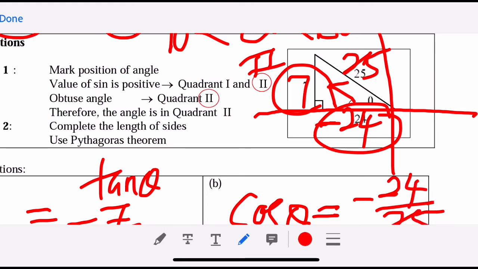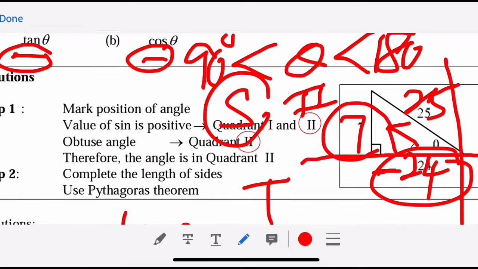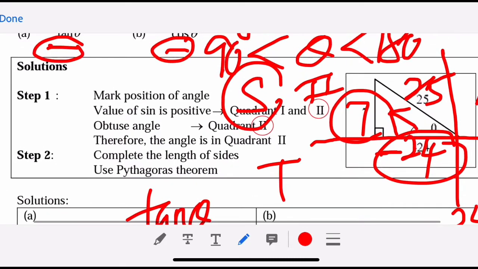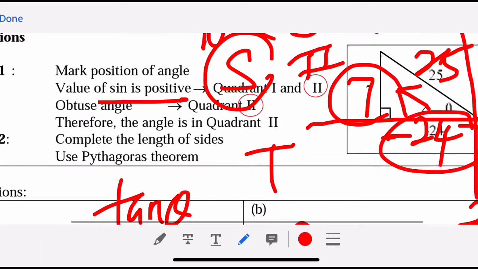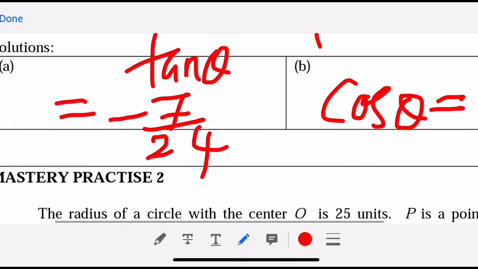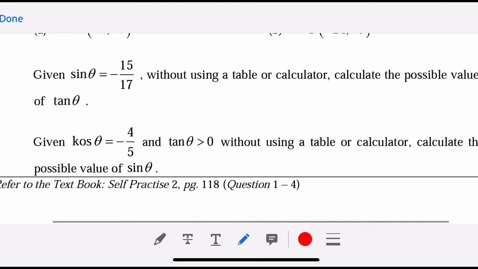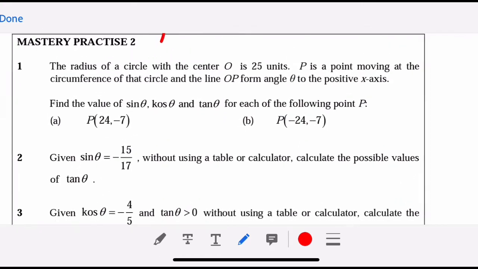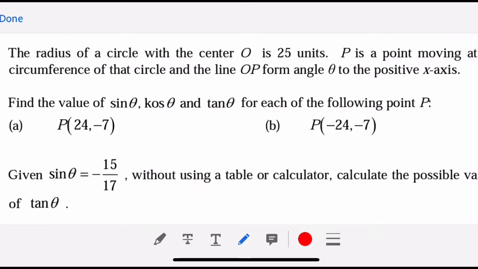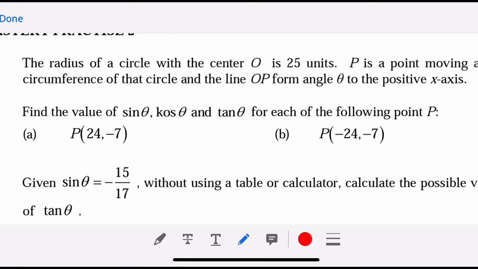That's why we say All Sine Teacher Crazy. That means for tangent and cos it will be negative, only for sine it will be positive. So obtuse means second quadrant, therefore the angle is in the second quadrant. So complete the length using Pythagoras theorem. So that's how you solve. This one is very popular in mathematics. If you understand the All Sine Teacher Crazy, then you can do it.